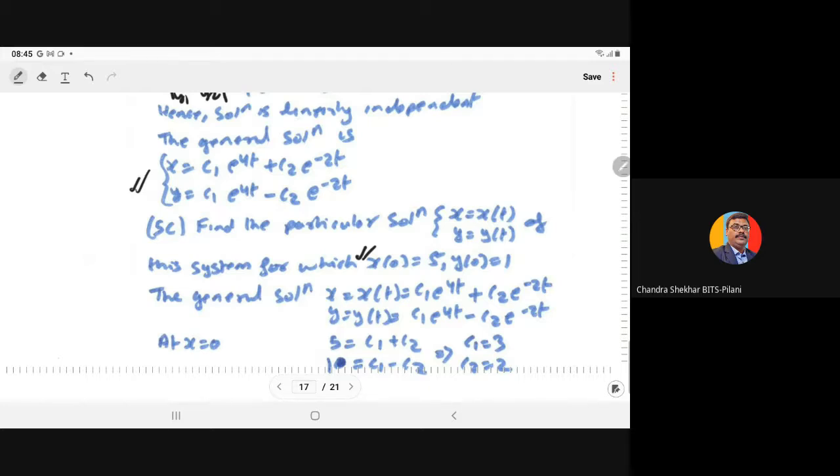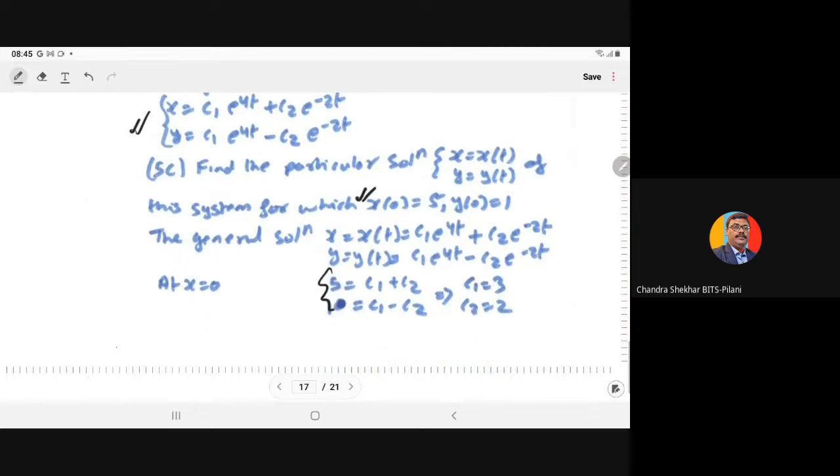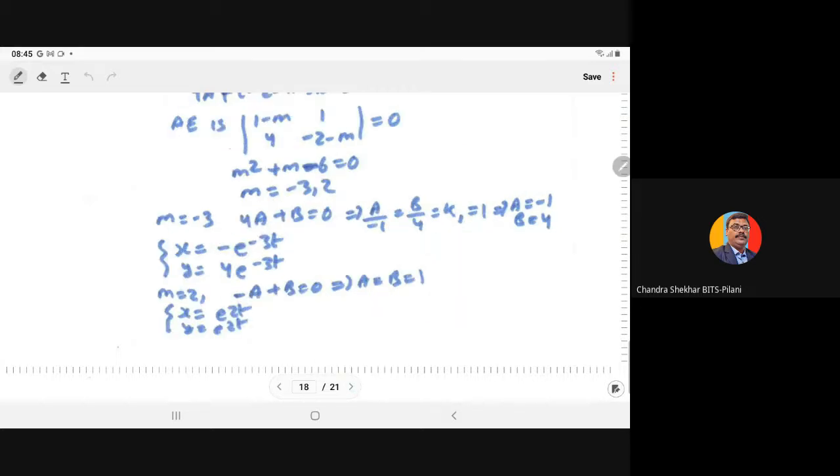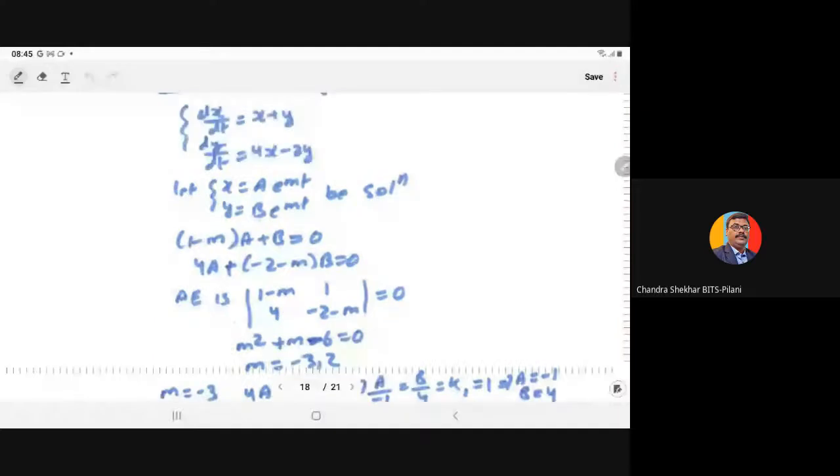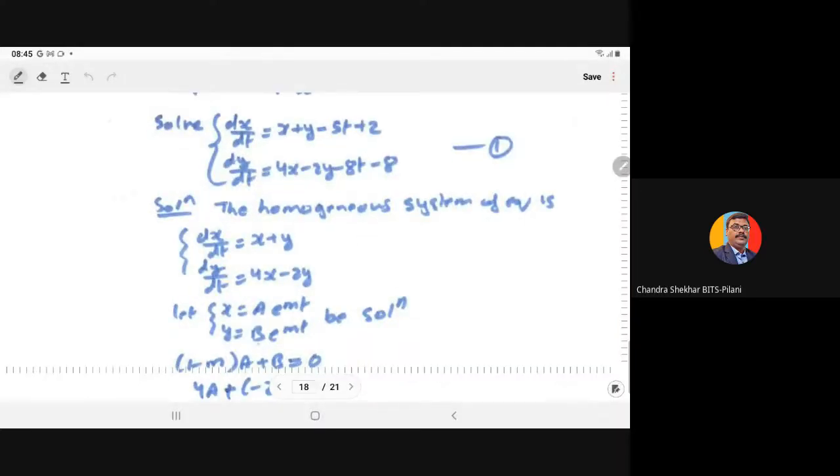As you put this, you will get a system of algebraic equations. From there we have c1 and c2 as 3 comma 2. That will give you the particular solution for the given condition. Generally this type of question will not come. This easy question will not come in the exam.